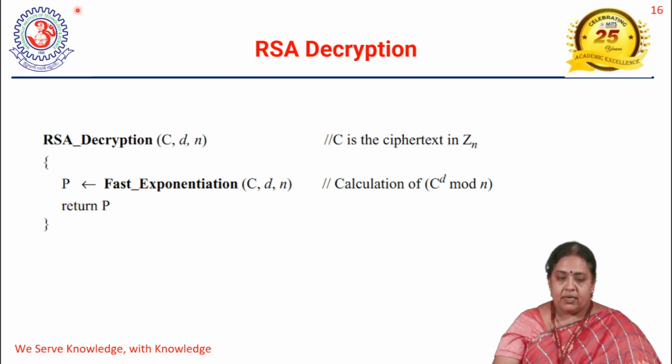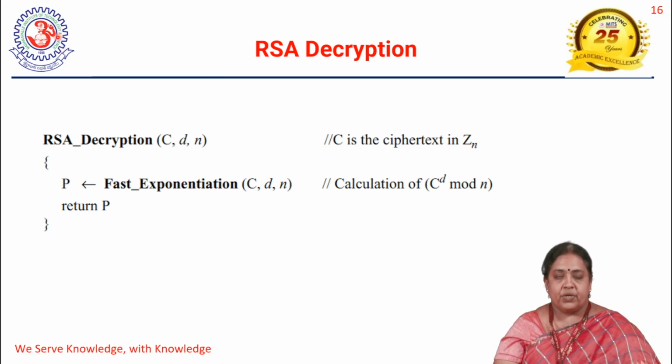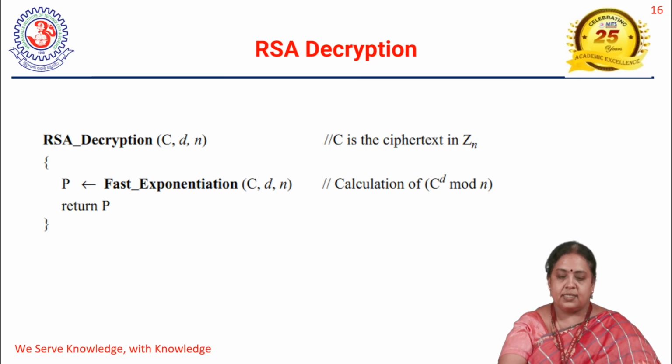RSA is a public key cryptographic algorithm, or we can also call it an asymmetric key cryptographic algorithm, which is named after its three inventors, Rivest, Shamir, Adleman. It makes use of modular exponentiation. In RSA, we have three algorithms: one algorithm is used to generate the key, another is used to perform the encryption, and another is used to perform the decryption. That is the RSA algorithm.